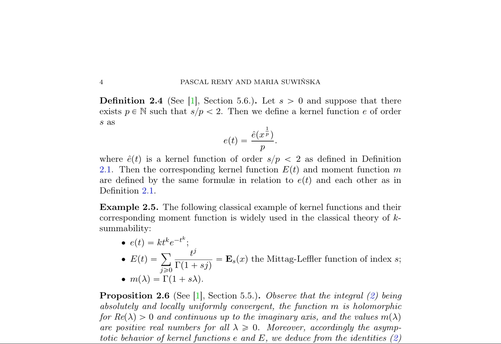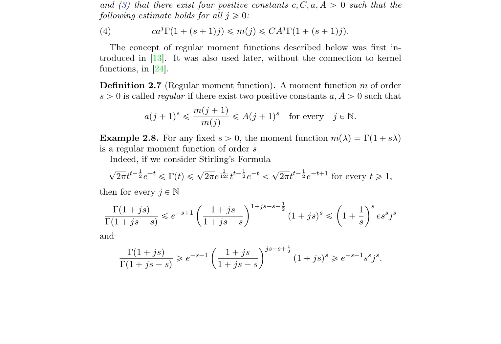The paper provides an example of kernel functions and their corresponding moment function, which is widely used in the classical theory of k-summability. We also state a proposition regarding the holomorphy and asymptotic behavior of moment functions, which implies the existence of positive constants c, a, and A such that the estimate m(j) is less than or equal to c a^j Γ(1 + sj) holds for all j greater than or equal to 0.